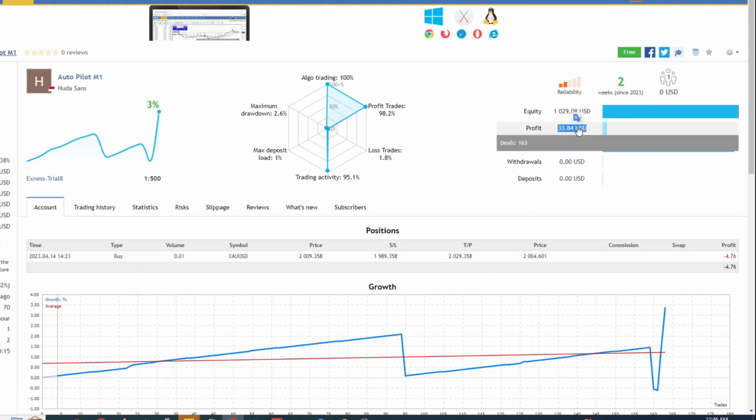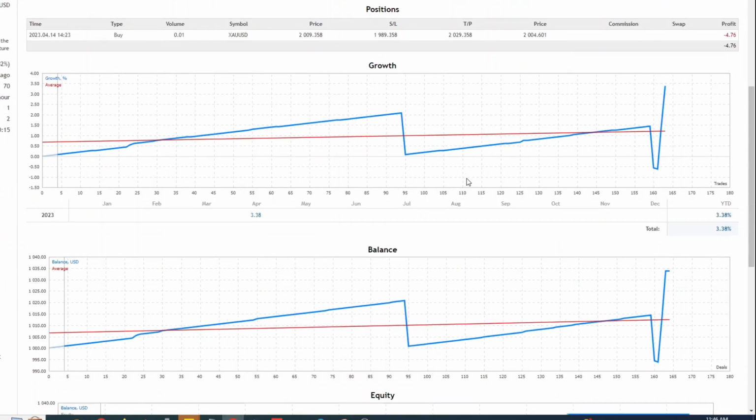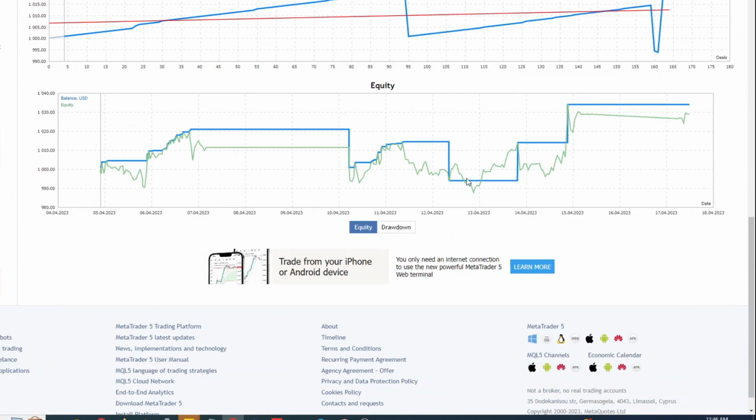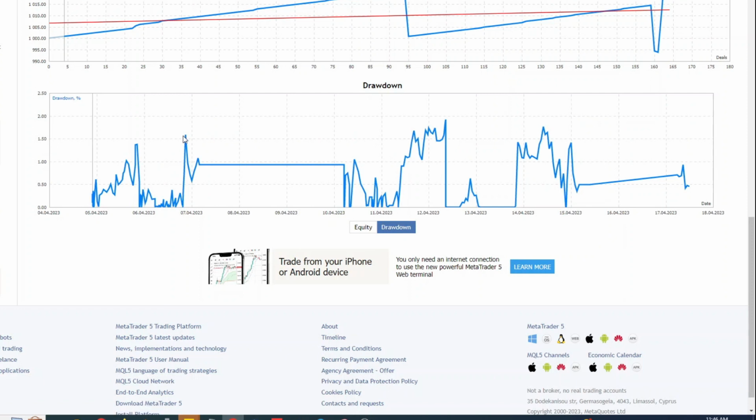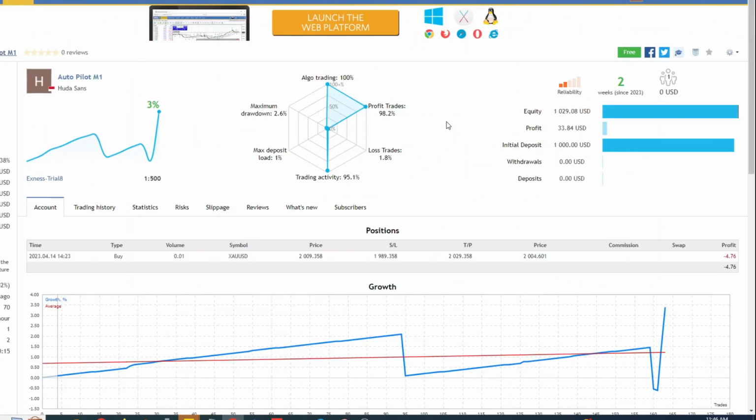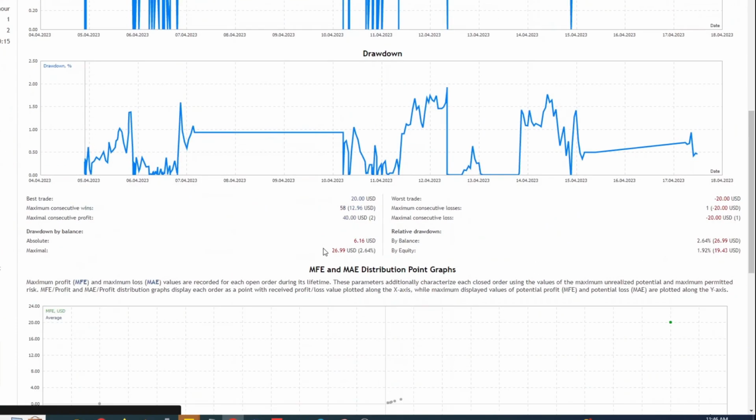Trading starts with a capital of $1,000 and the profit generated is 33.84 USD or around 3%. A drawdown of 2.6%, which in nominal terms is 26.99 USD.